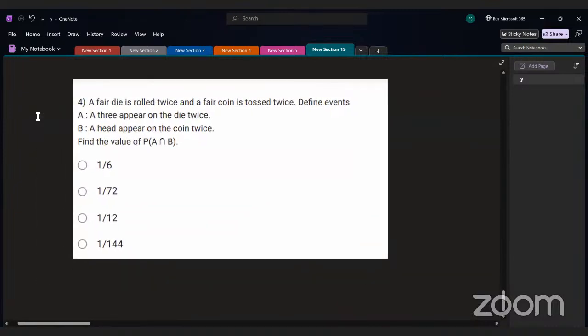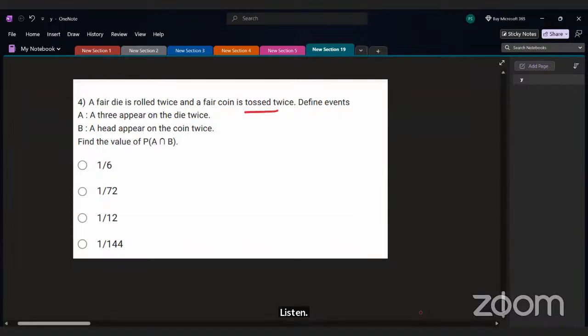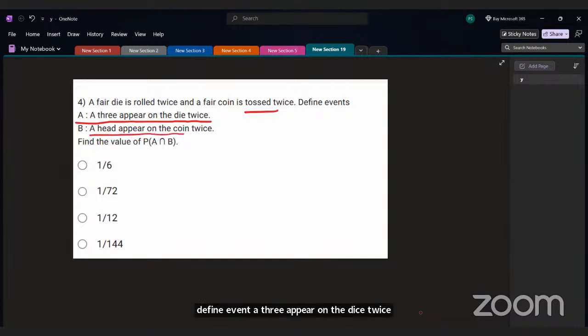Question 4 is visible to you all? Yes, sir. A fair dice is rolled twice and a fair coin is tossed twice. Define event A: 3 appears on the dice twice, and B: a head appears on the coin twice.